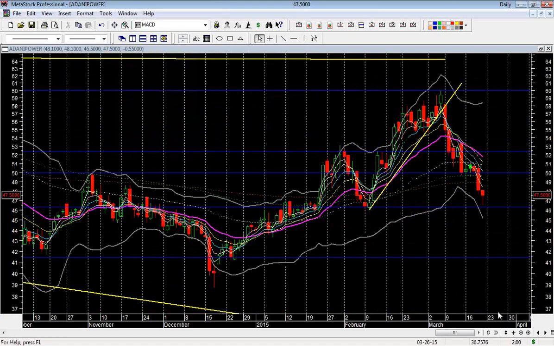So if you look at Adani Power, a big mighty fall from 60 rupees to 47.50. That's 13 rupees divided by 60, a 22% fall from its peak of 60 bucks. So that's definitely not an ordinary fall.